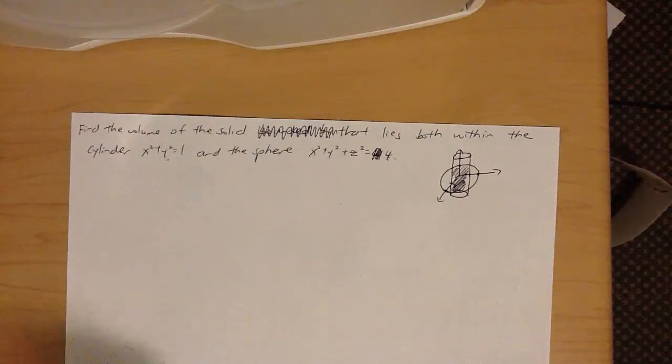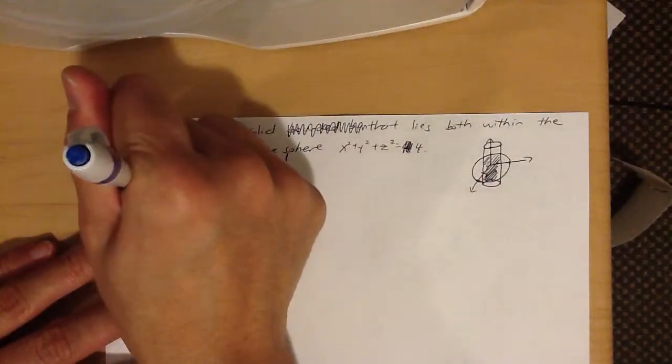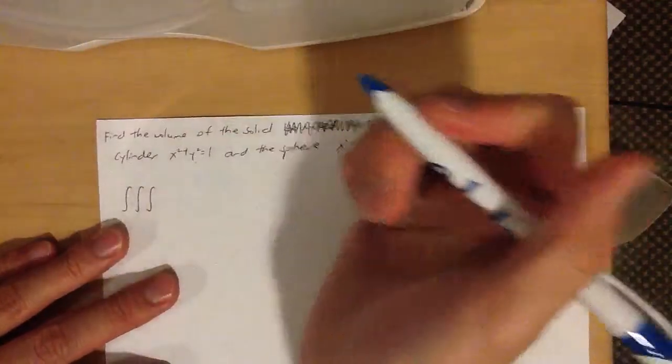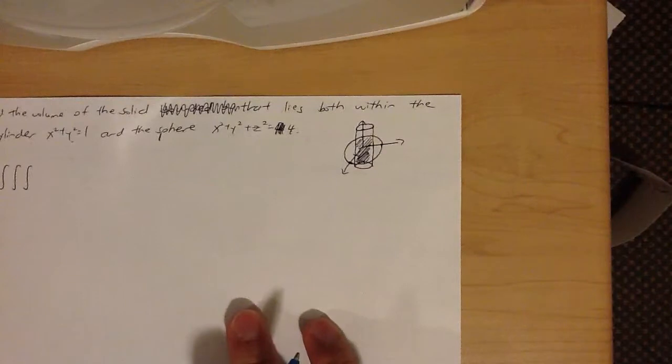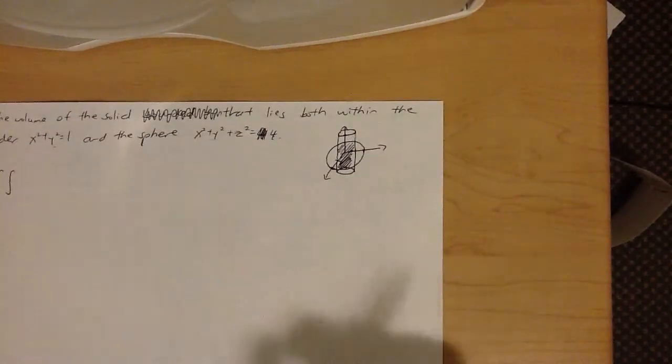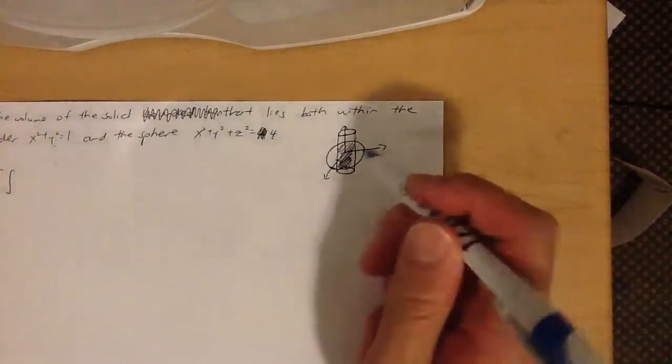So how do we do that? Obviously we need a triple integral for this one. But should we use regular xyz? Should we use cylindrical coordinates? Should we use spherical coordinates? This one, you might not be able to tell right off the bat, so let us analyze.